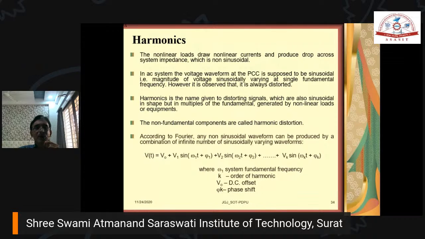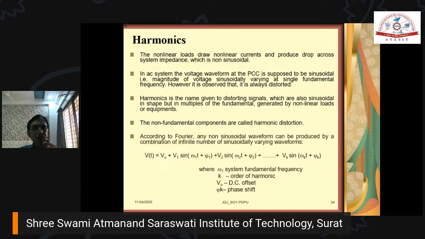The voltage should ideally be sinusoidal, but it is observed that it is always distorted, right? Now, we already defined what is distortion and what is disturbance. Distortion means any deviation in the waveform of the voltage from the ideal. So the harmonic is nothing but what? Distortion in the waveforms. People are asking, what are harmonics? And what is a harmonic component?